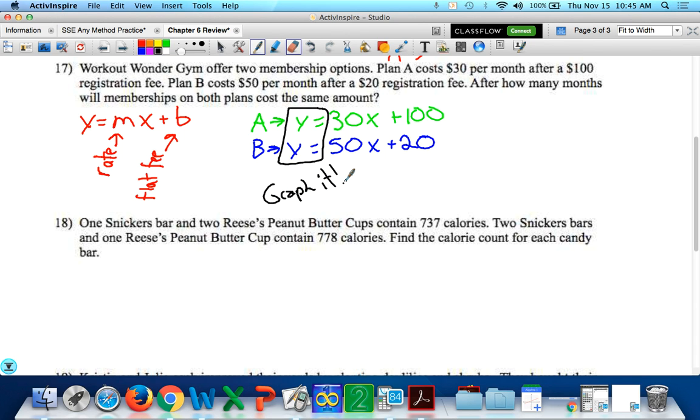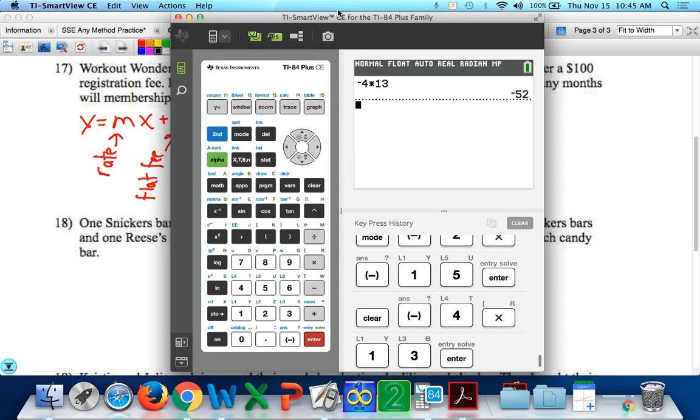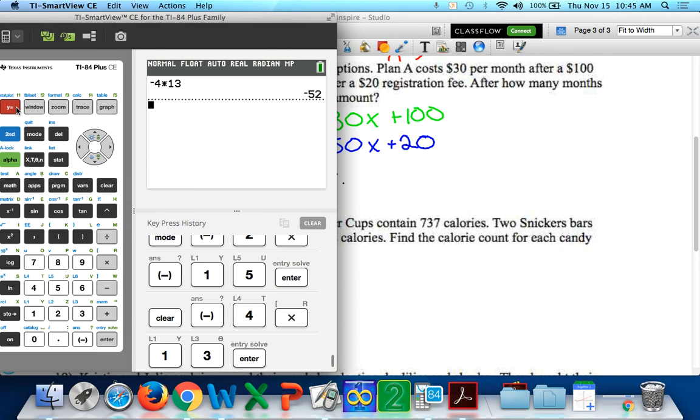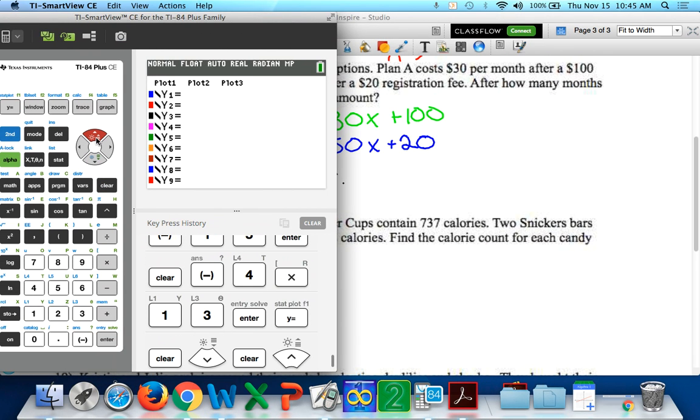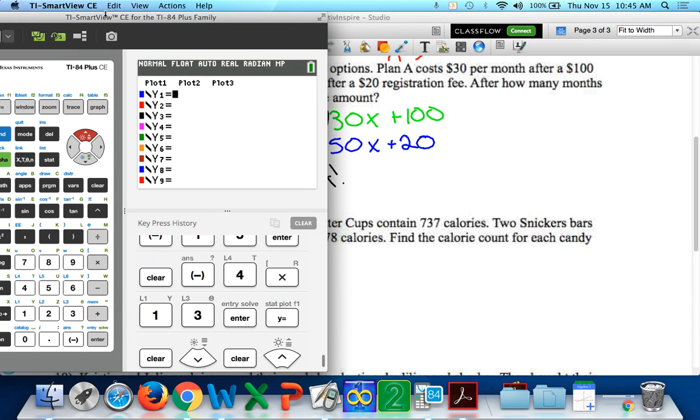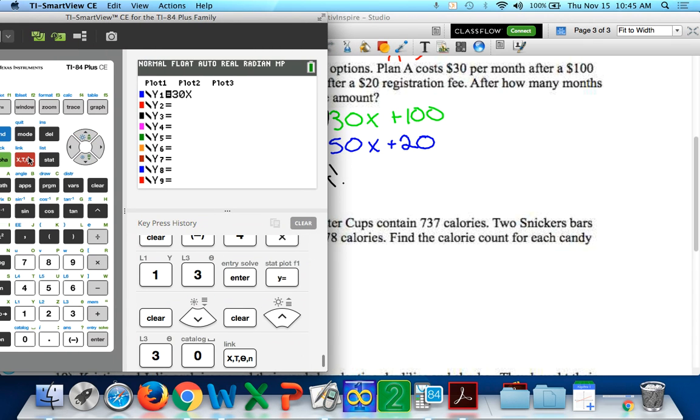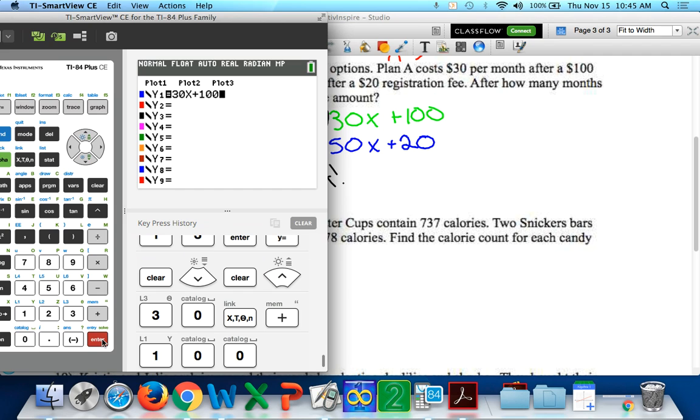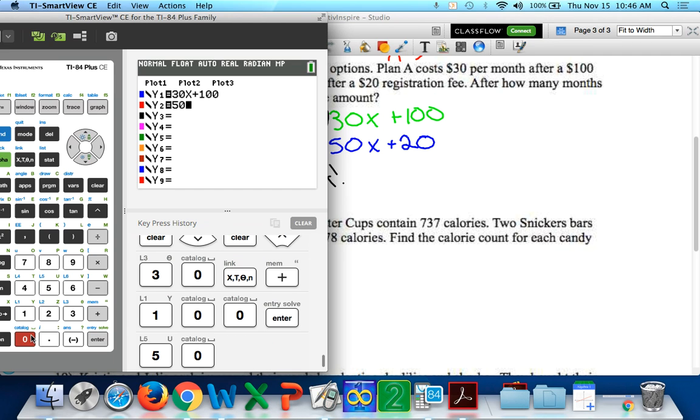So if you can get the setup correct, if you know the difference between a rate and a flat fee, okay, a rate being a slope and a flat fee being an intercept, a starting point, then this problem becomes easy because it's just a plug and chug with the calculator problem. All right, y equals, you clear out whatever someone's left in there. This top one was 30x plus 100, that's $30 a month with a $100 fee up front. The other one was 50x plus 20. So it charges you more per month than the other one, but has a lower starting value.